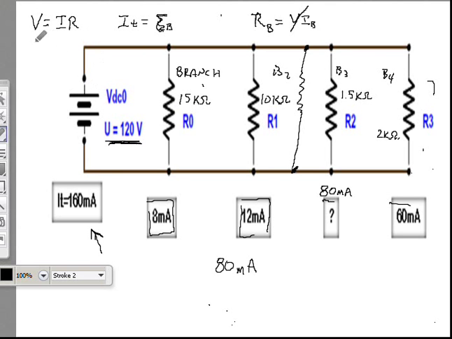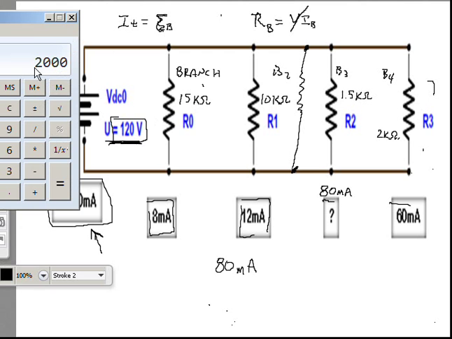For a constant voltage, if your current goes up, then your equivalent resistance has got to drop. That's just the way it works. So, something to remember. Now, we've got the total current and we've got the total voltage, so we can easily figure out what the equivalent resistance of this circuit is.